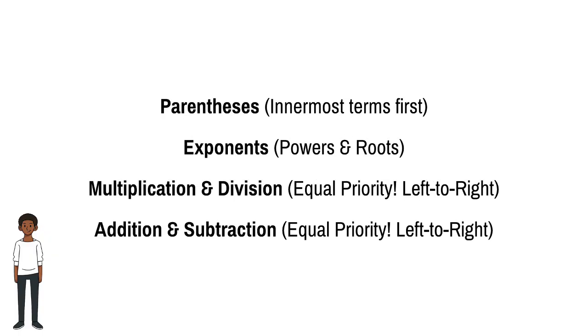To solve this problem properly, we must strictly follow the PEMDAS hierarchy. P is for parentheses: always simplify inside grouping symbols first. E is for exponents: evaluate powers next. M and D, multiplication and division, share equal priority and must be evaluated strictly from left to right. Finally, A and S, addition and subtraction, also share equal priority and are evaluated from left to right at the very end.